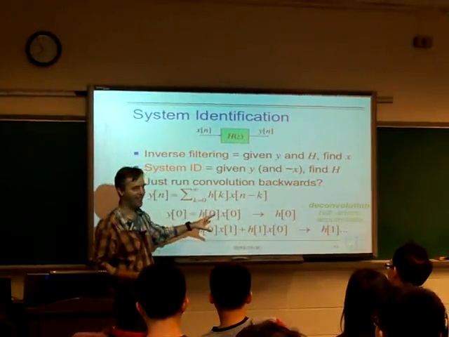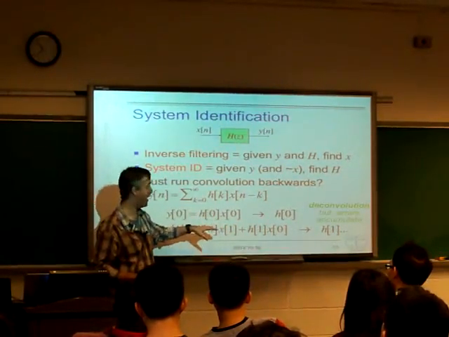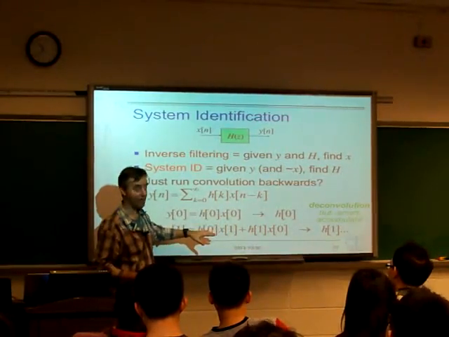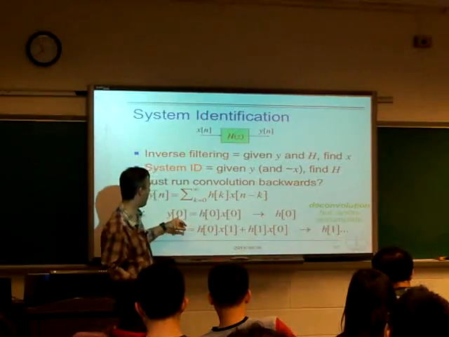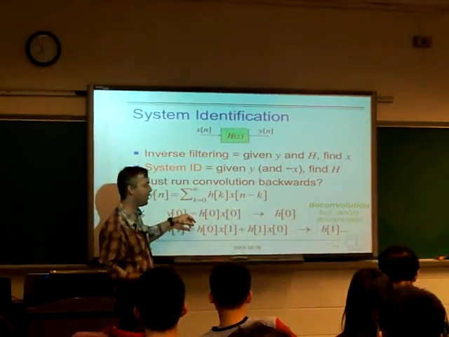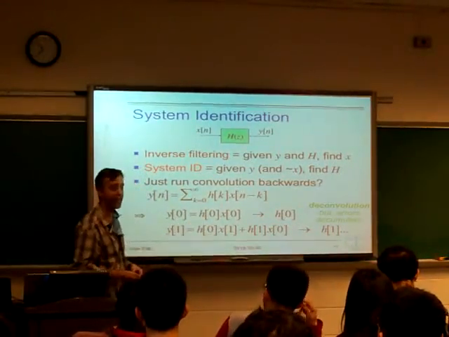Now, this is not a very smart process, but if there were no noise, it would be fine. It would give you the right answer. But if y of 0 is actually just an estimate, so it's got some v of 0 term in it, suddenly that's going to really corrupt our h of 0 term, and we never recover that.